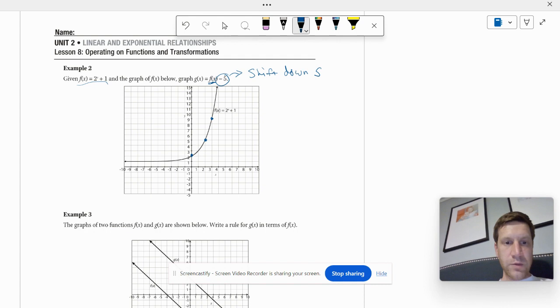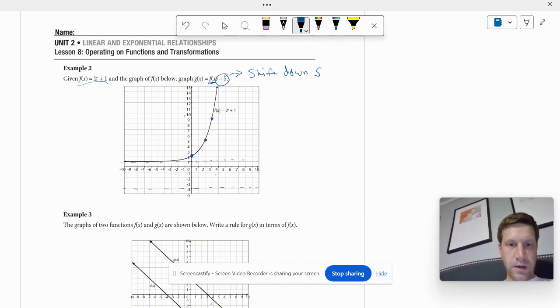So what I want to do is pick a handful of points that cross over the grid lines where you know exactly where the coordinates are. And I also want to draw an asymptote on here because we know where the asymptote is. And then the 3 points I've just highlighted and the asymptote are all going to get shifted down 5. So let's shift the asymptote first. It looks like it's at positive 1. I'll shift it down to negative 4.